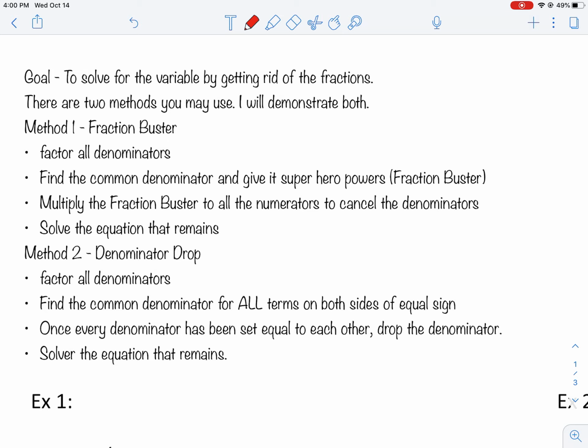What happens is you start by factoring all denominators. Both methods have a few things in common, but in this case we find the common denominator for all terms on both sides of the equal sign. Once every denominator has been set equal to each other, we drop the denominator and then we solve the equation that remains. All right, so let's get down below here.